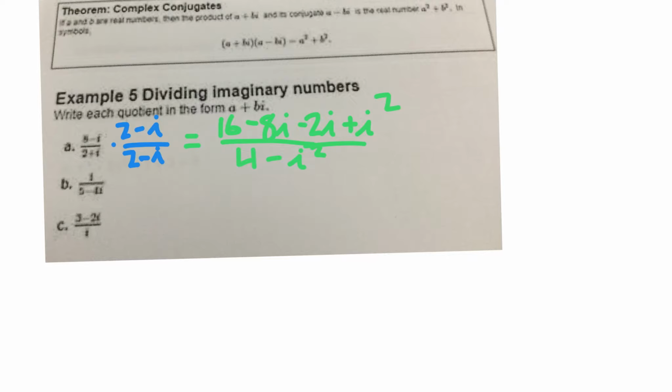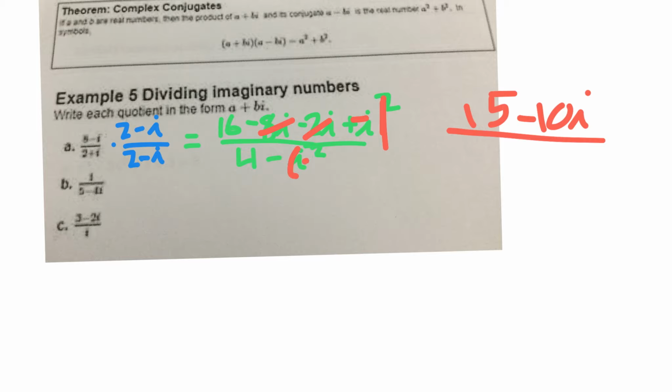Now I'm going to group my like terms and do some substitutions. Negative 5I minus 2I is negative 7I. That leaves me with 10 plus I squared. Well, plus I squared is the same thing as negative 1. 10 minus 1 is 9. Then the denominator, I squared is negative 1. So 4 minus negative 1 is 5. Now can I divide this?